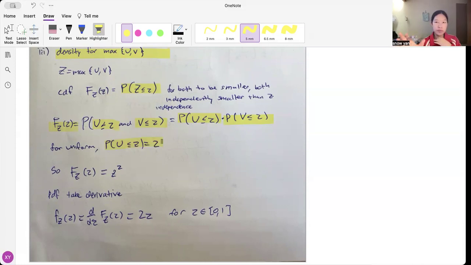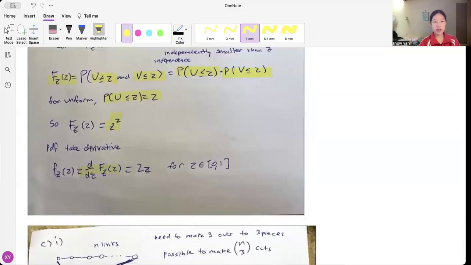Because if we're spread out on a uniform distribution, the likelihood of something being smaller than z is just a range from 0 to z, and we're going from 0 to 1, so that's basically z. It's pretty straightforward. Since U and V have the same distribution, z squared would be our CDF. And the PDF would just be the derivative of our CDF, so we take the derivative and get 2z for z from 0 to 1.